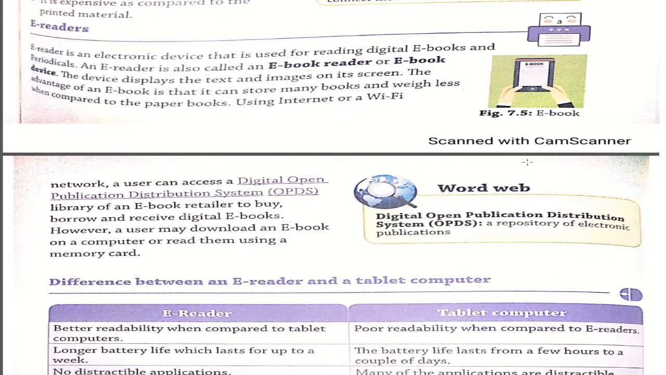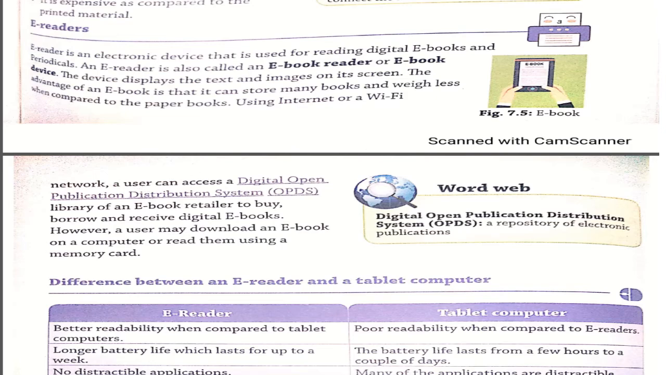Now e-reader. What is an e-reader? It is an electronic device that is used for reading digital ebooks and periodicals. And an e-reader is also called e-reader book or ebook. The example I can give is Kindle. Okay, so the device displays the text and images on its screen. The advantage of an ebook is that it can store many books and weighs less when compared to the paper book, using internet or Wi-Fi.